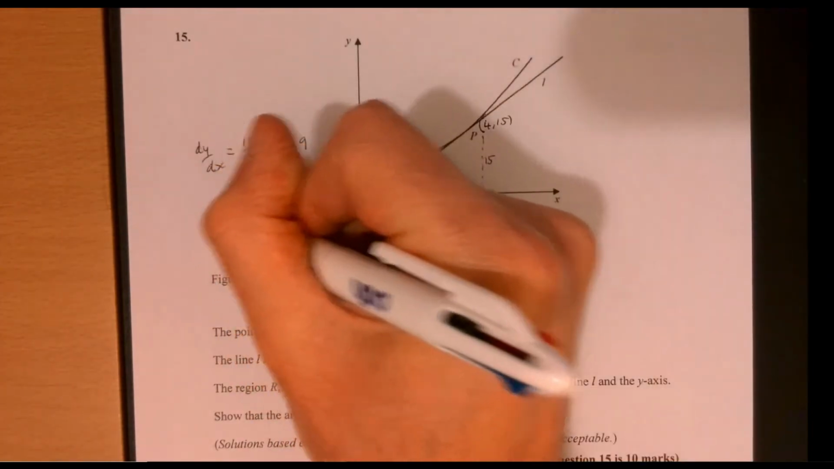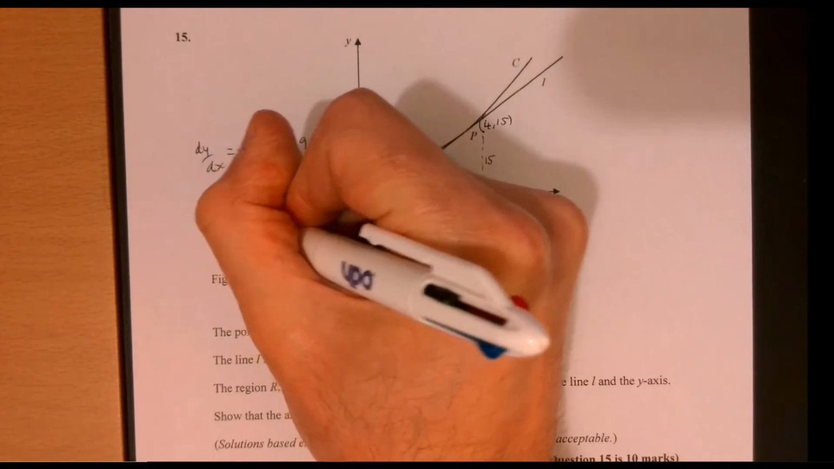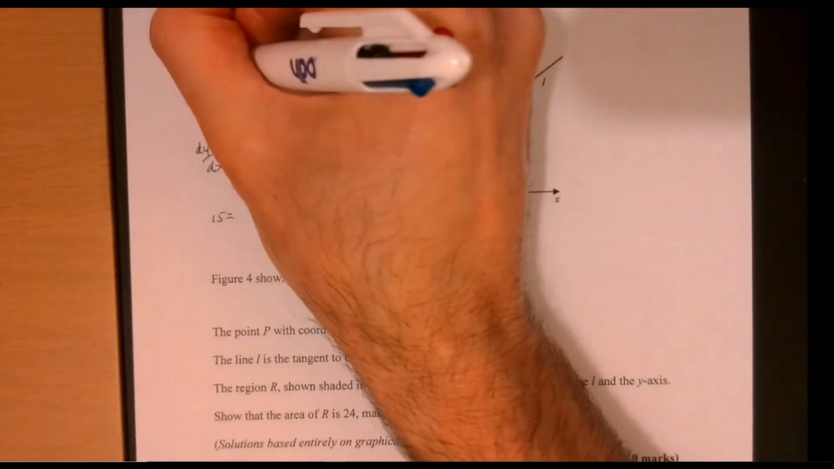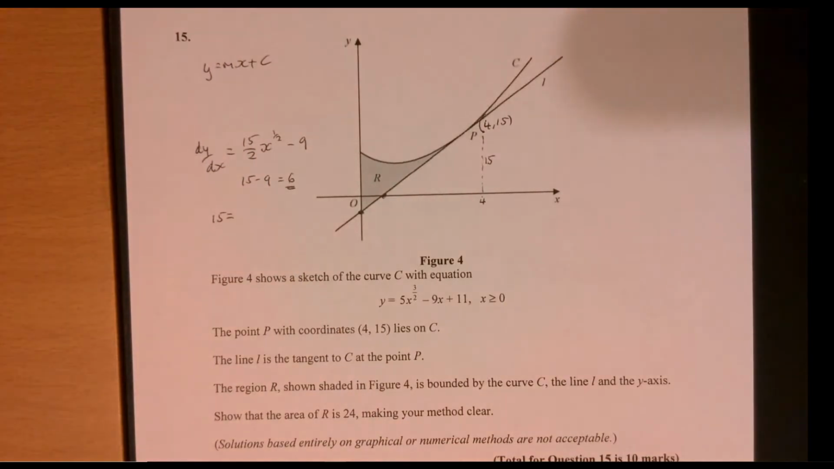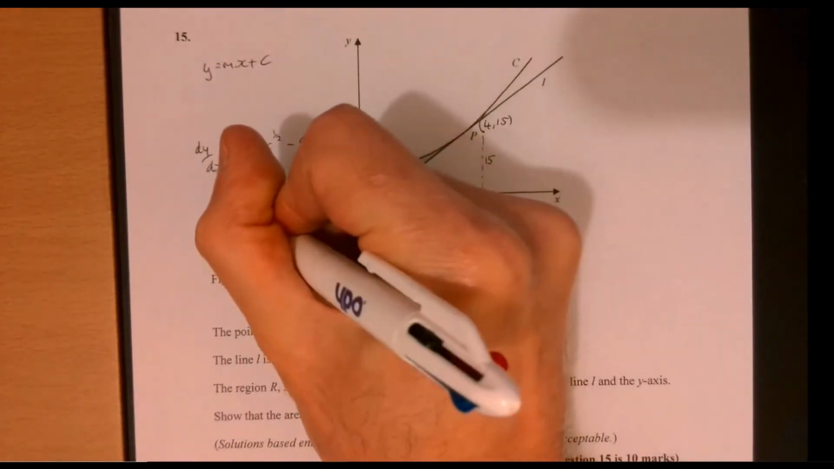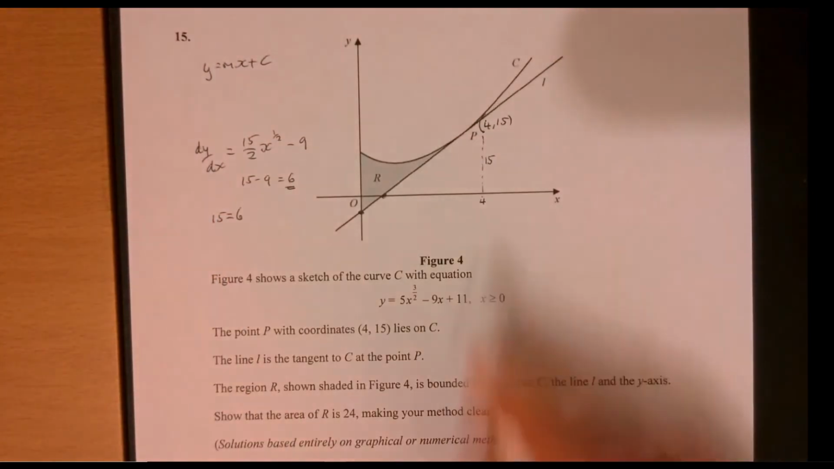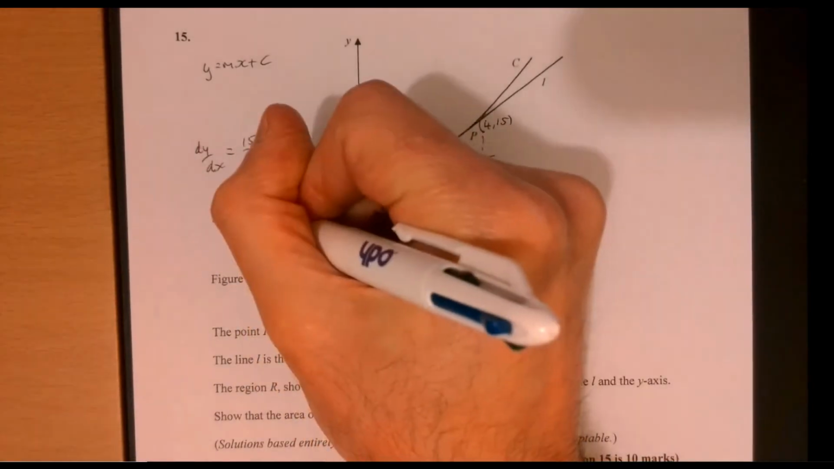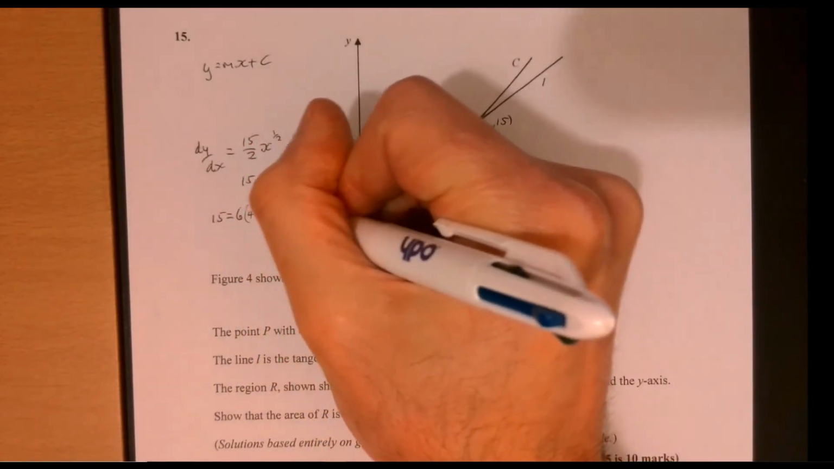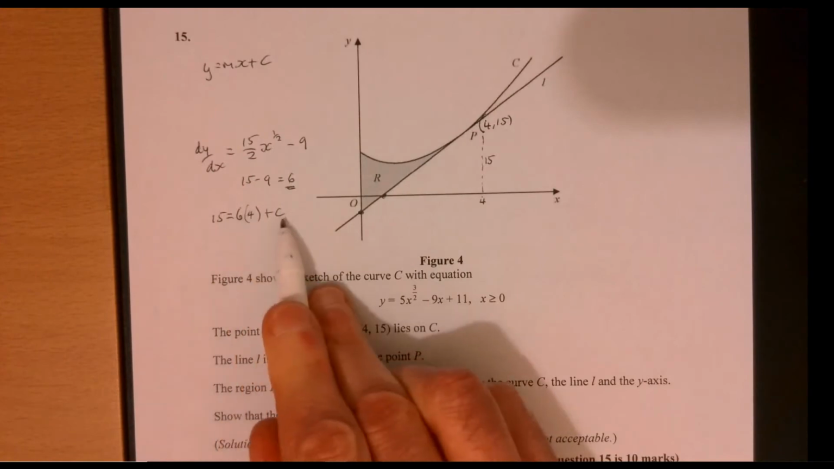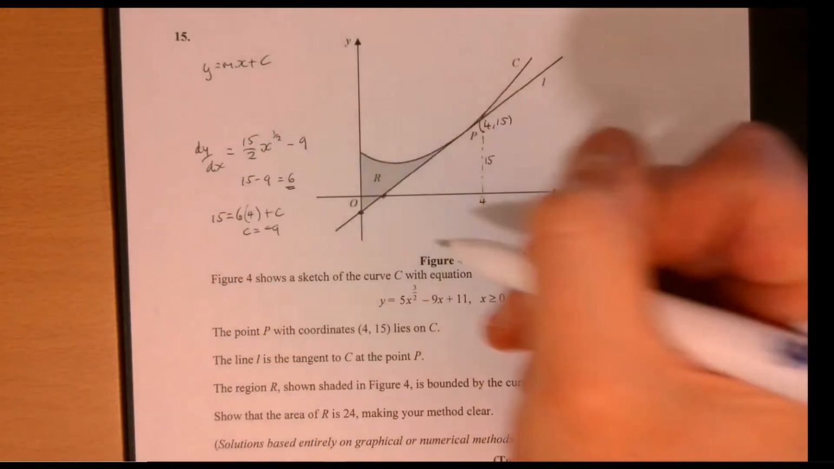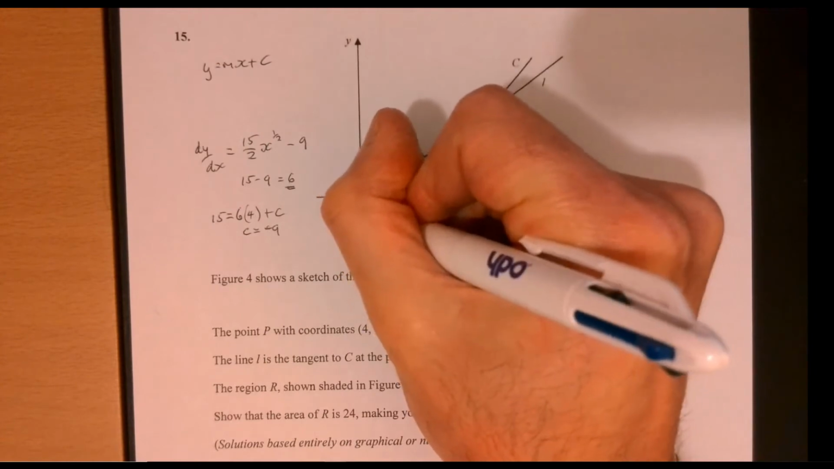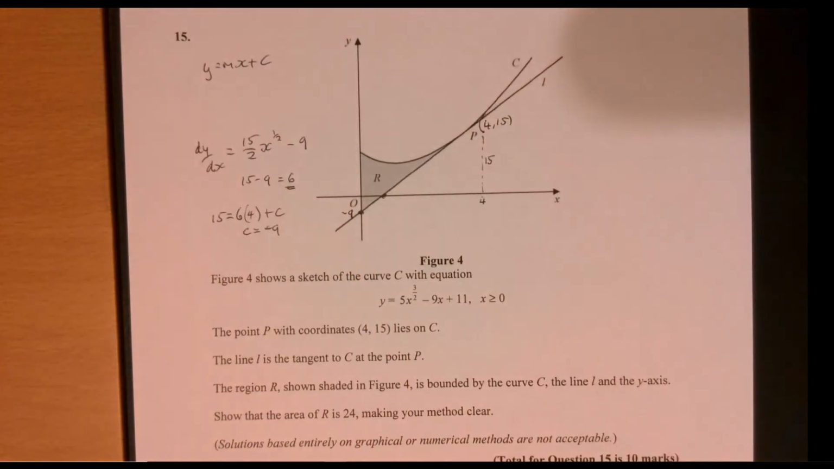So we've got y is 15. All I'm thinking about is y equals mx plus c. So I've got the 15, I know the gradient is 6, I know the x-ordinate is 4, and then I've got plus c. So that's 24, so c must be minus 9. Therefore this figure there must be minus 9.